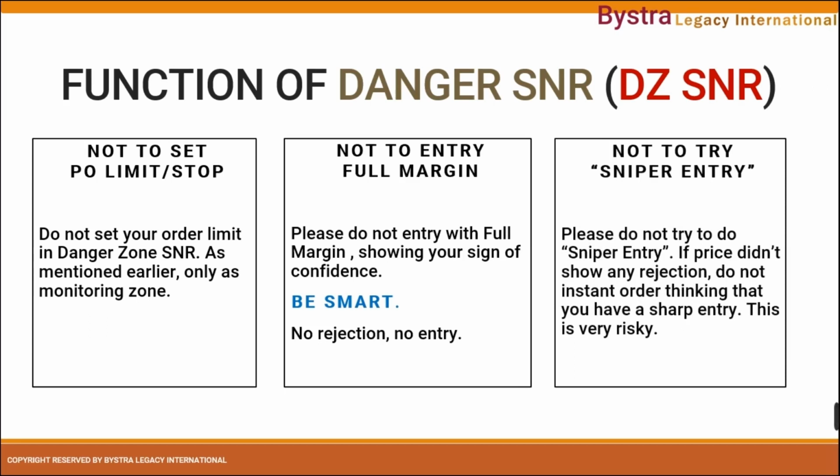Thirdly, there is no point trying to show off that you have a sniper entry just because you are predicting the price will reject in the danger zone SNR. This is the same case as trying to put a pending order in this area. Guys, as I said earlier, there is nothing smart about trying to show off your sniper entry. The only time it is smart to show off your sniper entry is when you can lower your risk so much that it is even lower than 10 pips. You will learn about the smart entry later on.